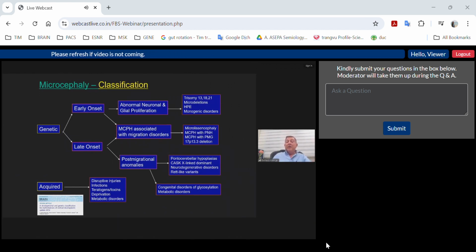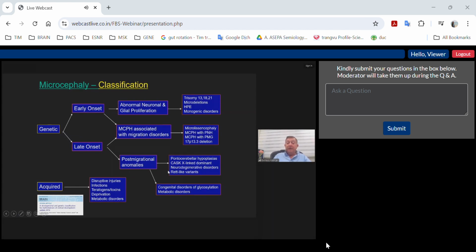So we have early onset. It can be trisomies or microdeletions, also neuroconcephaly, and some very rare monogenic disorders. We can have microcephaly associated with migration disorders. This is, in our practice, more common. Microcephaly with periventricular and other heterotopia or with polymicrogyria, and in case of 17p13.3 deletion.